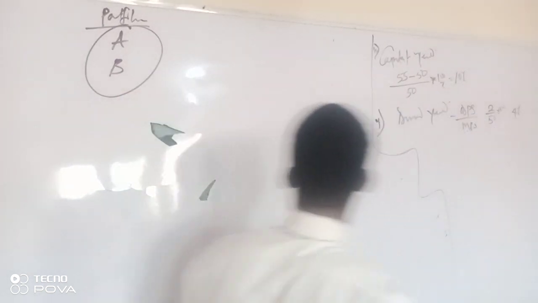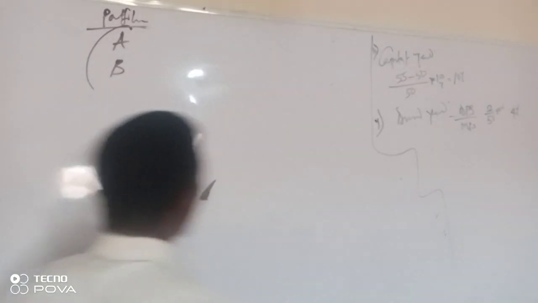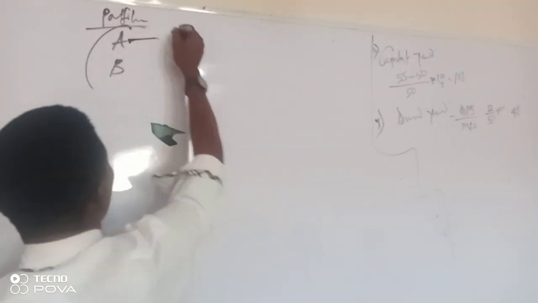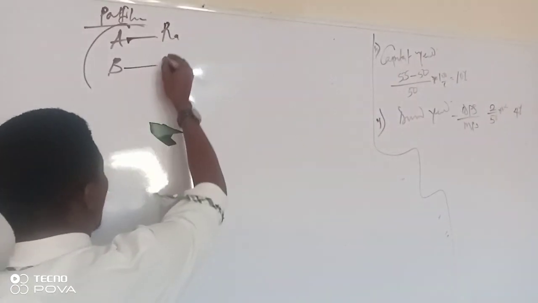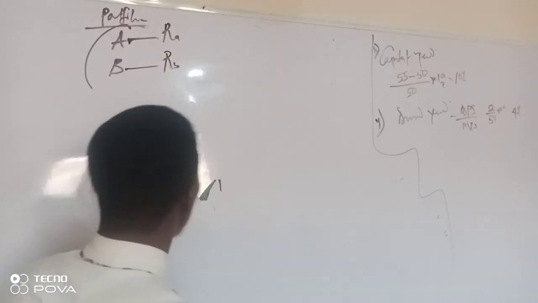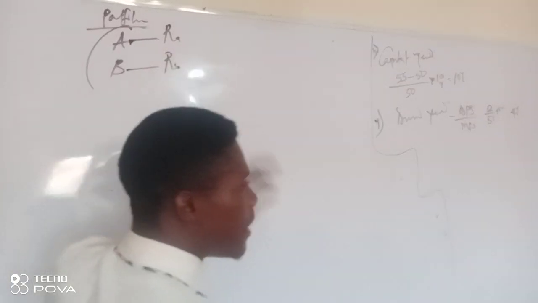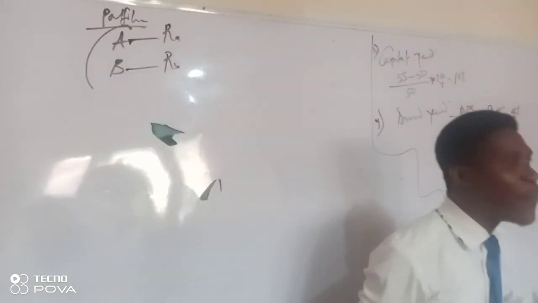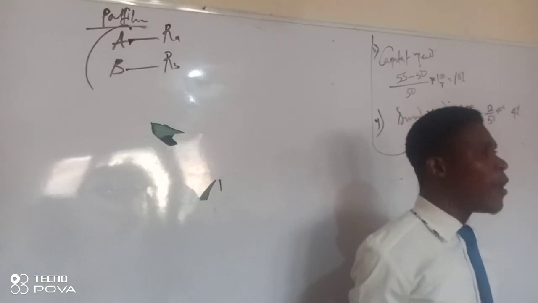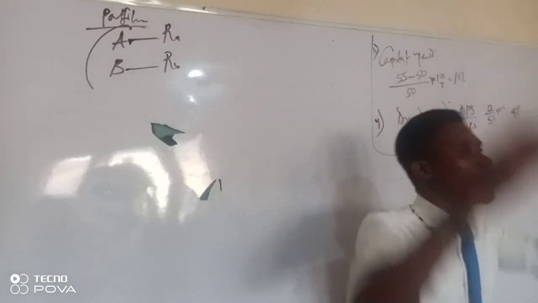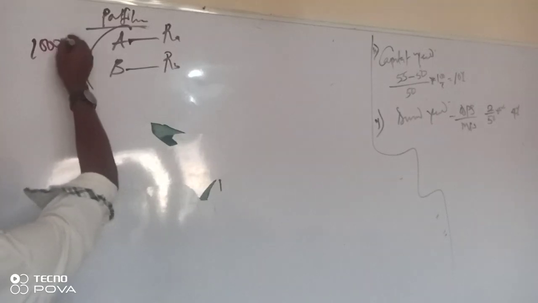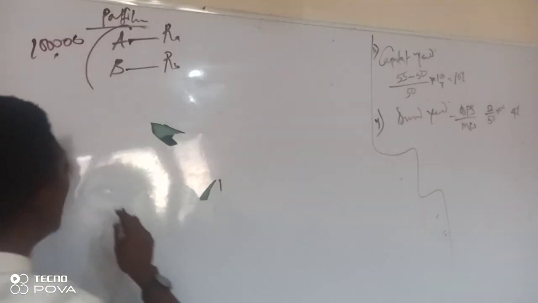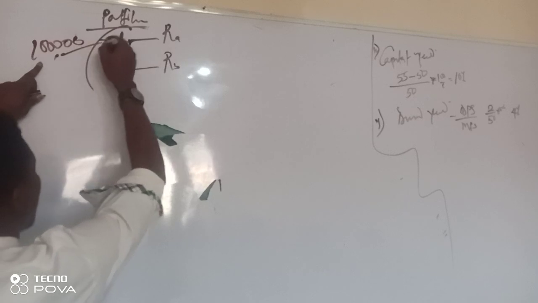Now, what I'm saying is this. On A alone, we have a return, which we call return of A. On B alone, we take return of B. If you find their weighted average, please, there's a difference between simple average and weighted average. Simple average is 1 plus 1 divided by 2. Weighted average is that you place them on a proportion. Proportion means that if you have 100,000 naira, you invest 50% in A.